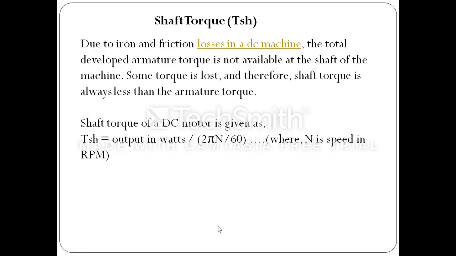Now next one is shaft torque, Tsh. Due to iron and friction losses of a DC machine, the total developed armature torque is not available at the shaft of the machine. Some of the torque is lost and therefore shaft torque is always less than armature torque, and the shaft torque of a DC machine is given by Tsh is equal to output in watts divided by 2 pi N divided by 60, where N is the speed in RPM, that is revolutions per minute.